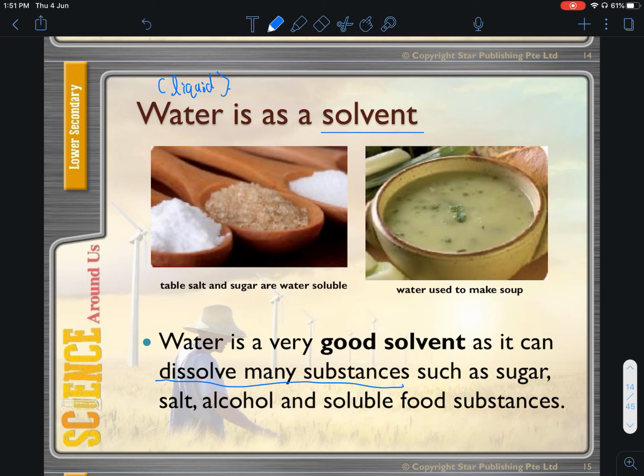If you look at items around you, most of the time they can be dissolved in water, and that's why most of your chemical reactions are very favorable and tend to be dissolved and tend to require or use water to drive the reaction.